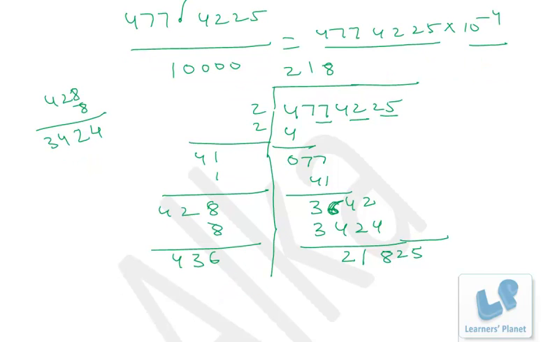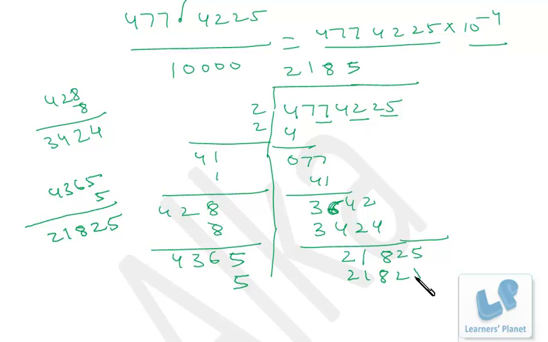Now next step, 4365 into 5, let's do. So that's 5 5s are 25, 5 6s are 30, 5 3s are 15, 18, and this 20, 5 4s are 20 and 1, 21. So it's 21825. That means 4365 into 5 is 21825. Okay, that means square root of 477.4225 is what?